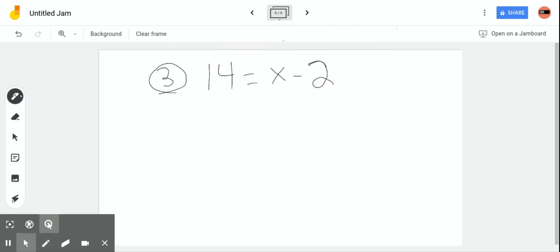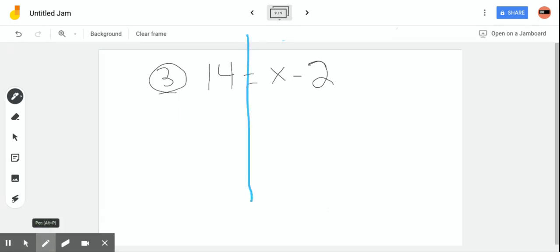All right, the next problem, we have 14 equals x minus 2. Okay, don't stress. Oh no, the variable's on the other side. What do I do? Can I move it to the other side? No, you can, but there's no point in it. It's a one-step equation. Don't make it a three-step equation. All right, just isolate the variable.